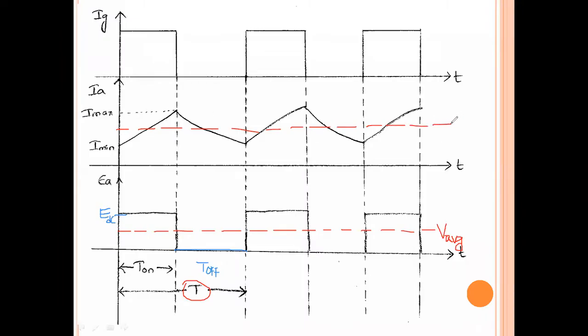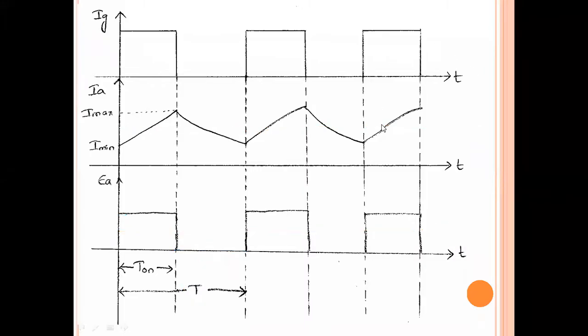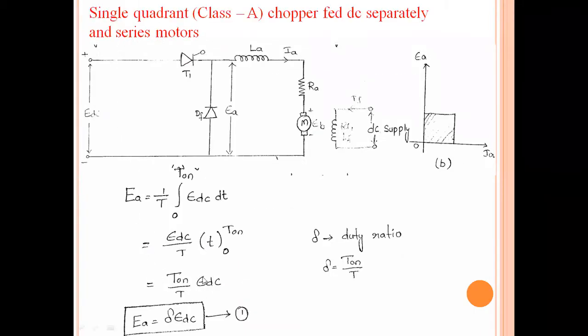So this red dotted line represents the average current, and here also the red dotted line represents the average voltage across the motor terminals. Okay, so this is I average, right? So these are the output waveforms for the chopper circuit which is operating in first quadrant, right? And next we will see the average equation, how we can calculate the average output.